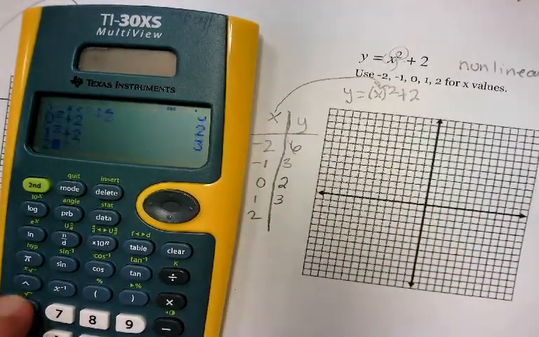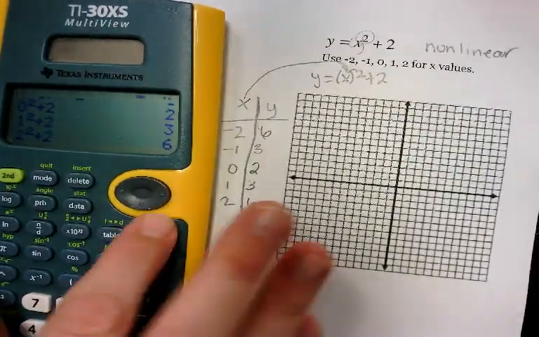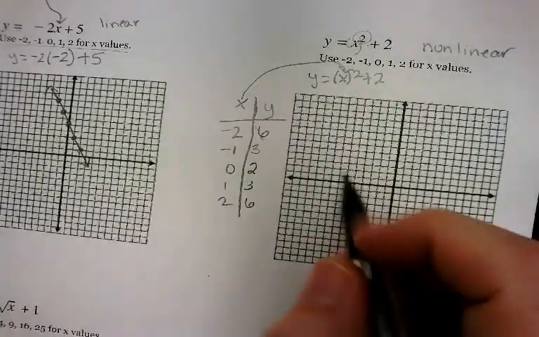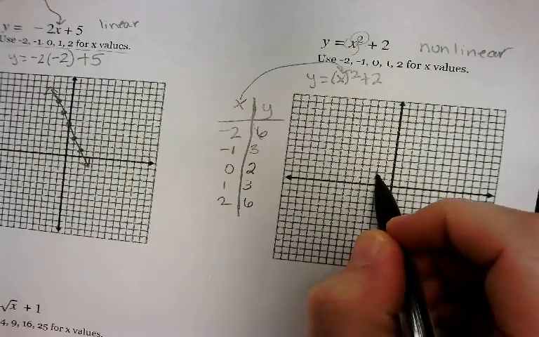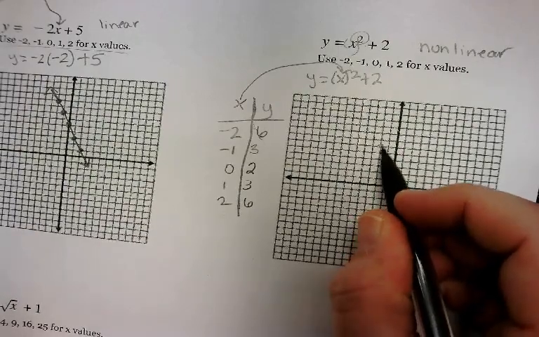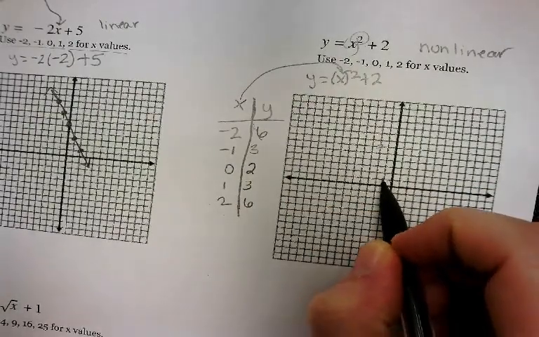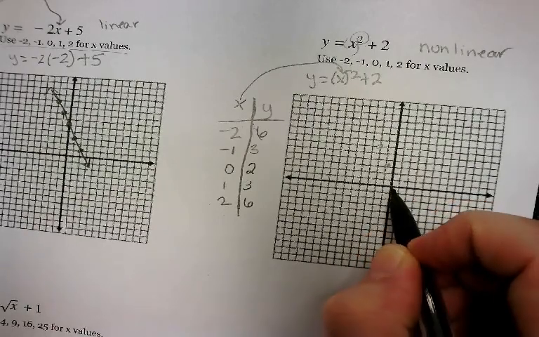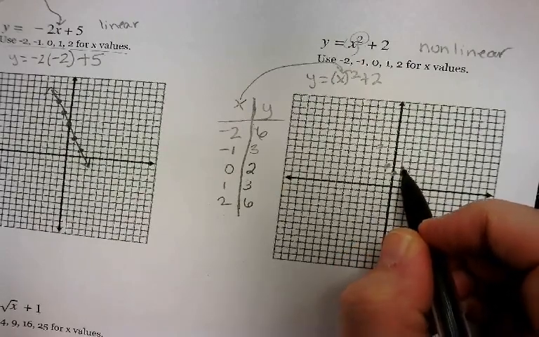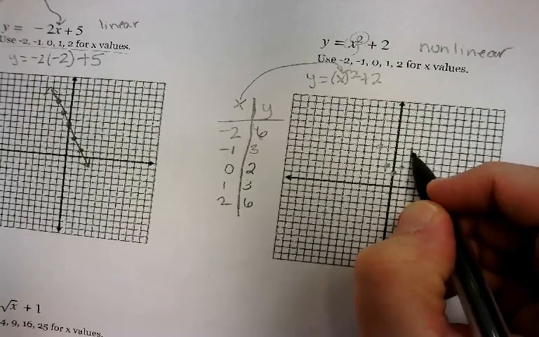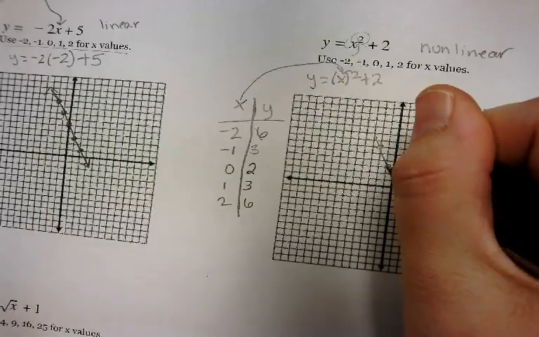All right, so now we are going to graph these to prove that this is nonlinear. Negative 2, 6: from the origin, we're going to go left 2, and then up 6. Negative 1, 3: from the origin, we're going to go left 1, up 3. 0, 2: we're just going to go up 2. 1, 3. And then 2, 6. All right, from here, we're going to create our parabola because we are squaring that x.